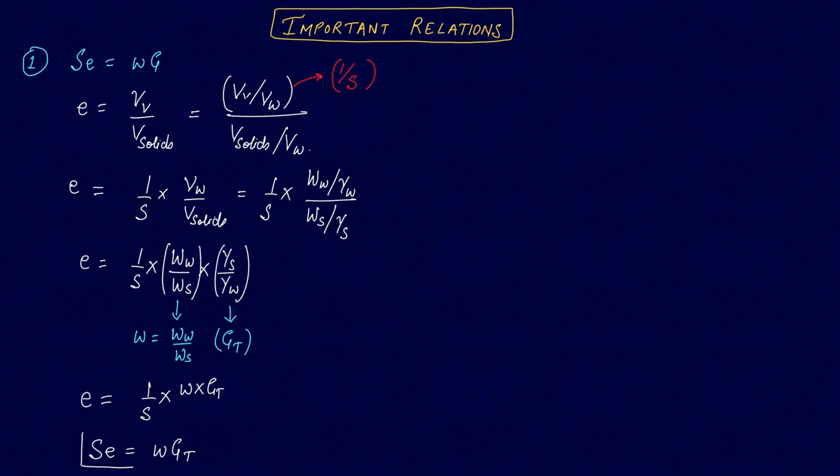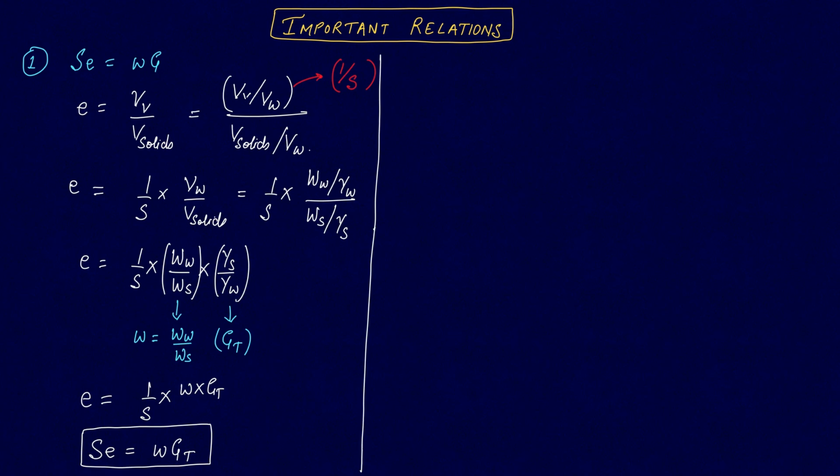But also note that the G given in this formula is the true or absolute specific gravity, not the mass specific gravity. You may be asked which specific gravity is present in this formula, and that is the true specific gravity.